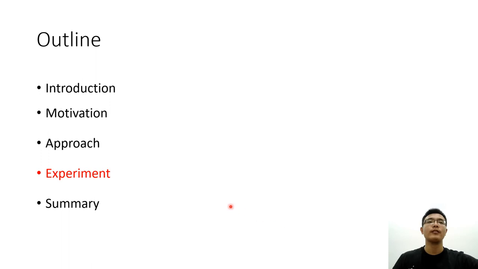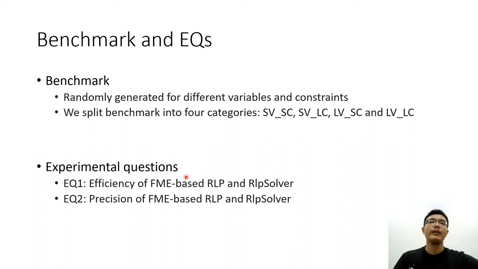Now let me introduce our experiment. The RLP problems in our benchmark are randomly generated. The problem size varies from small to large. For a better comparison of these techniques, according to the thresholds mentioned before, we split our benchmark into four categories, that is, SVSC, SVLC, LVSC, and LVLC. In our experiment, we focus on the efficiency and precision of FME-based RLP and RLP Solver.